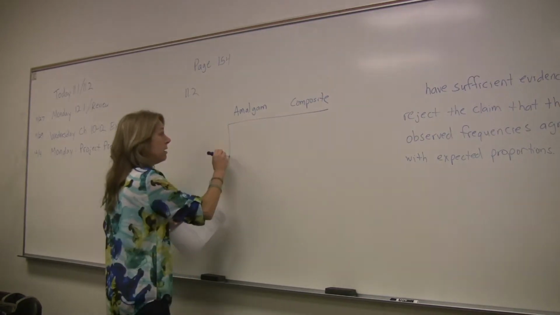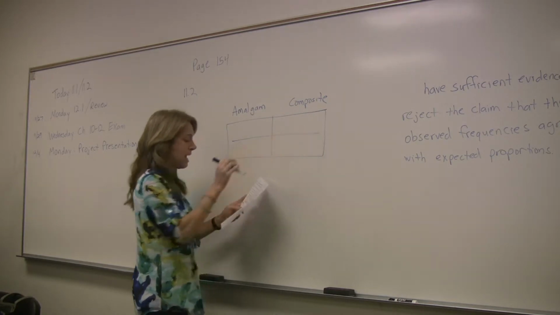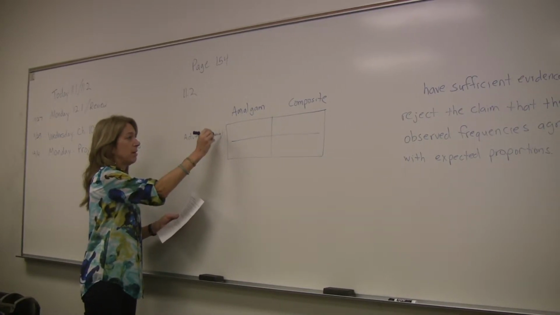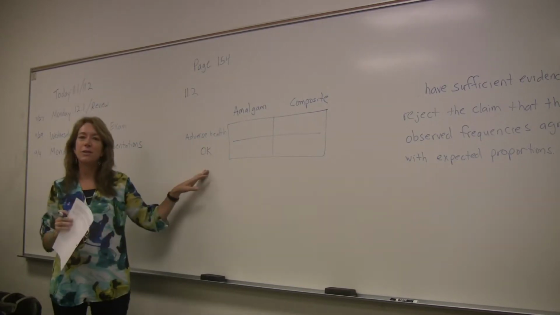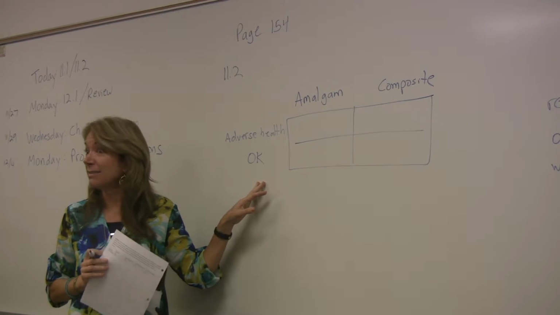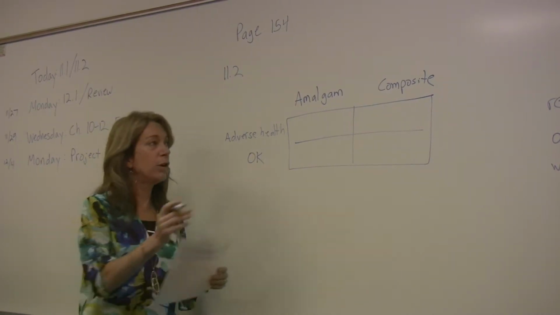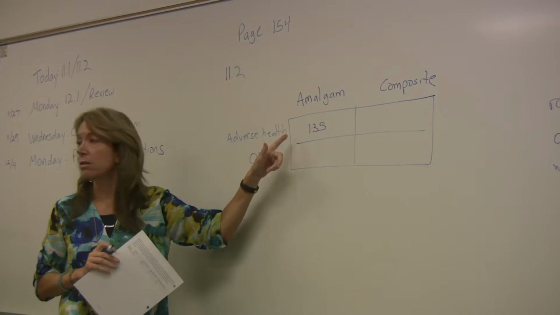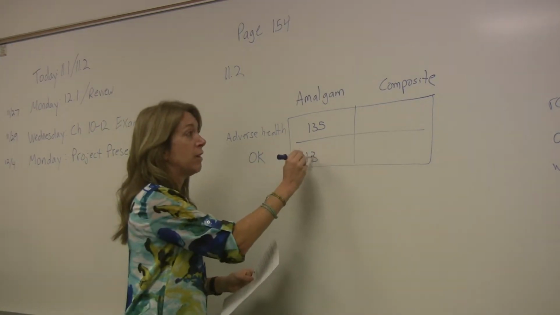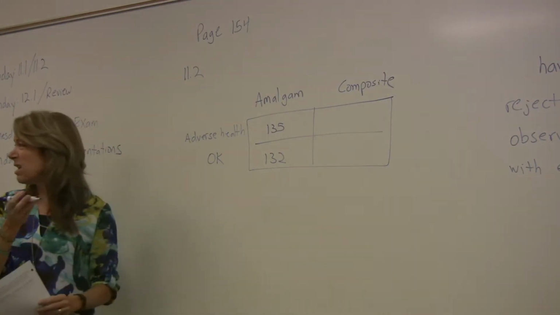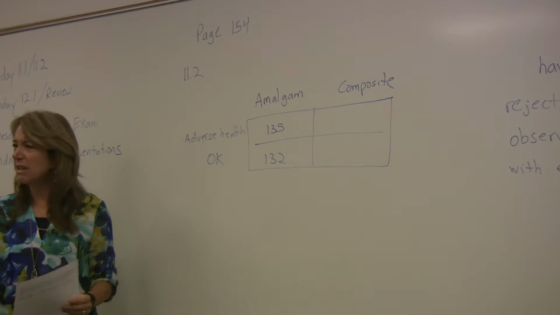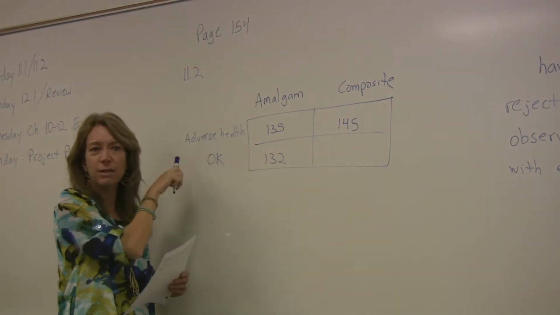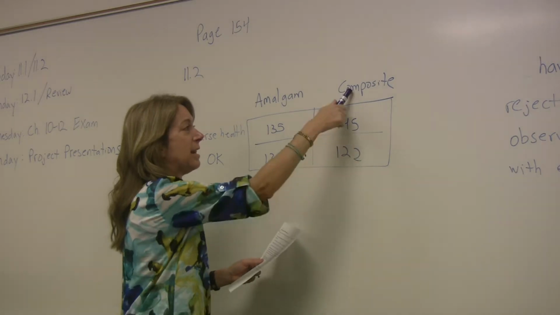And then they counted in those two groups how many had adverse health conditions. I'm paraphrasing here. And how many were okay. That's not the word you have there, but if you don't have adverse reactions, you were okay. So they just counted. They said, okay, there were 135 people who had this kind of restoration, who had some kind of adverse health reaction, and there were 132 of them who had that kind of restoration that were okay. We saw these tables before, back when we did probability, just how many were in each kind of group. 145 had this type of restoration and had some kind of adverse health conditions, and 122 had that type and were okay.